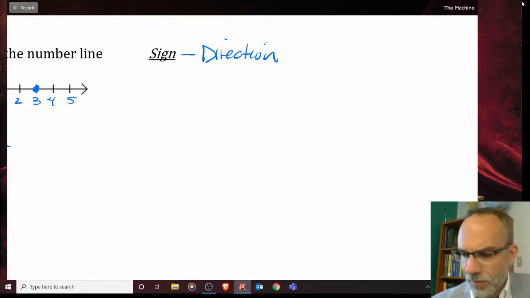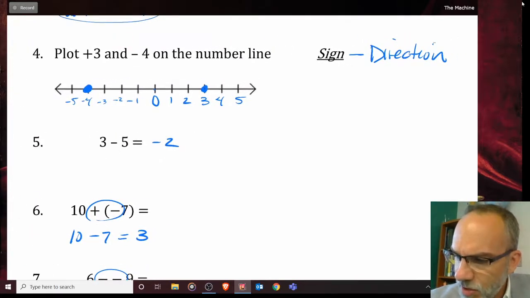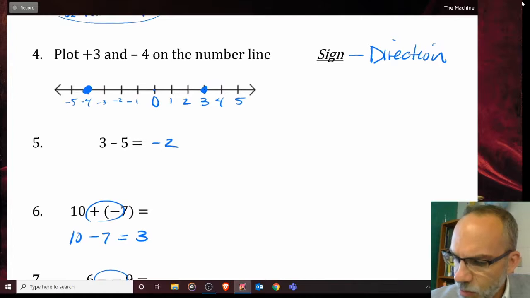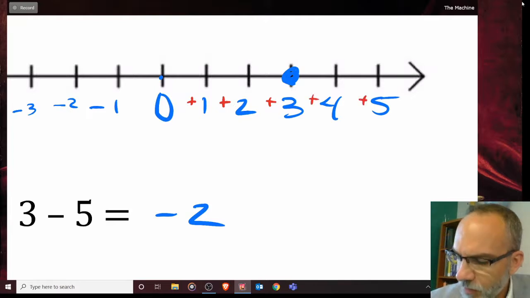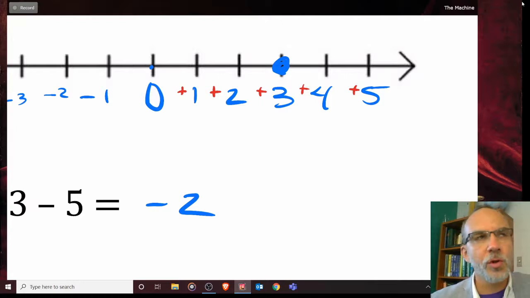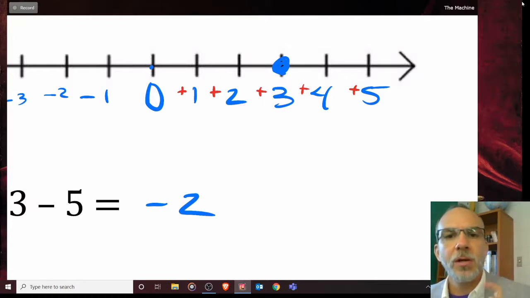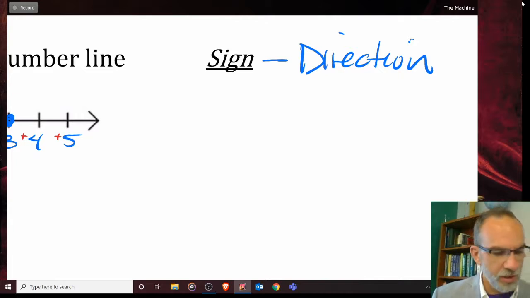Sign tells you direction. The very first thing we do about sign is we understand that it means on the left or the right side of 0. So if I come back to a number line, the positive side is 0, plus, plus, plus, plus, plus. The negative side of 0 is on the left. So the sign tells you the direction of the position from 0. Okay? So sign tells you direction.